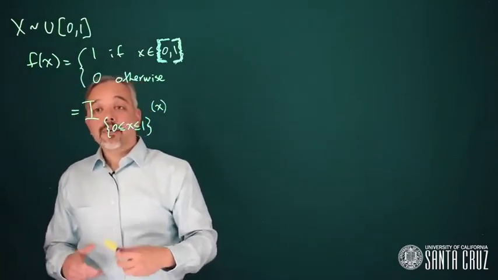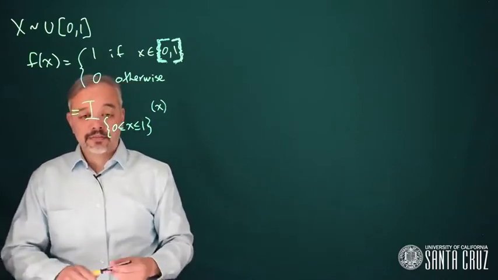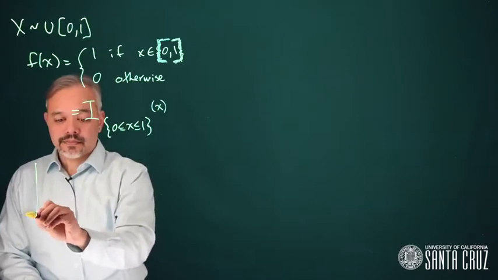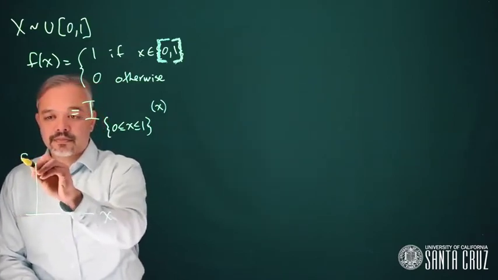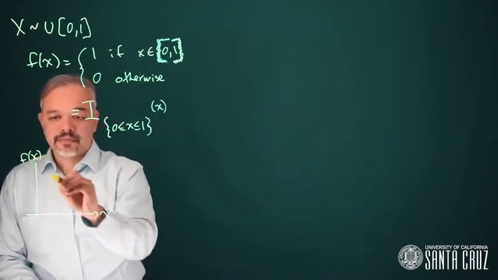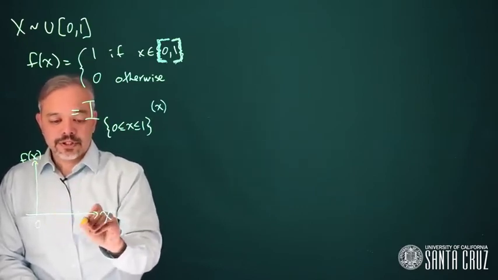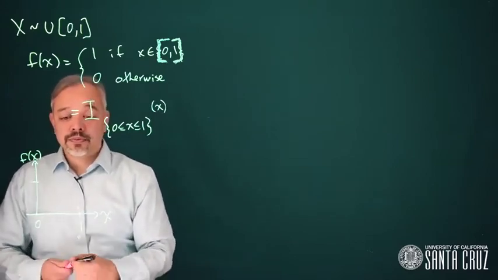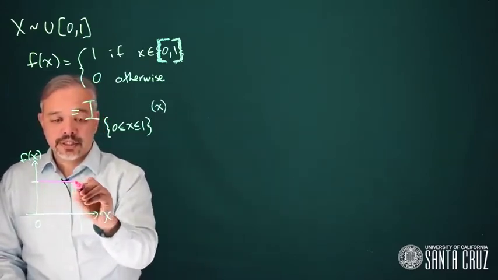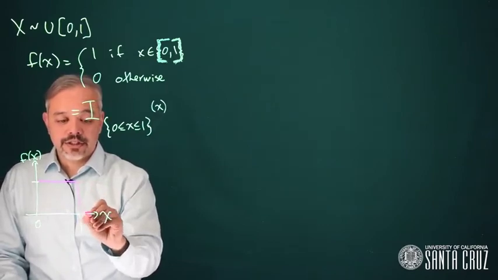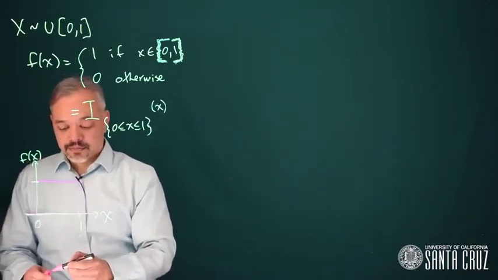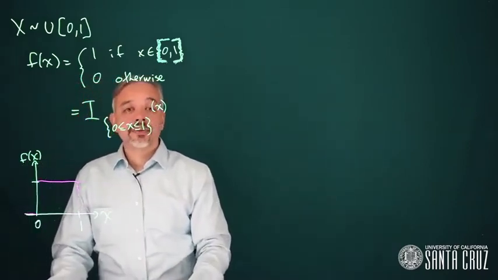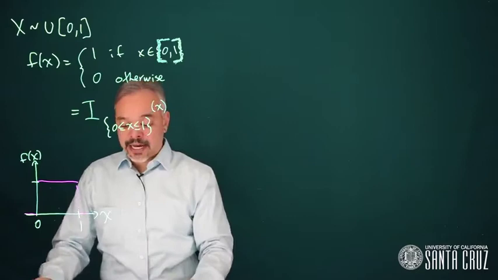We can then think about how we might plot this as a function of x. So as x goes from 0 to 1, what does this look like? Well, it's 1 in that region, and it's 0 otherwise. Very simple. The most simple probability density function we have.